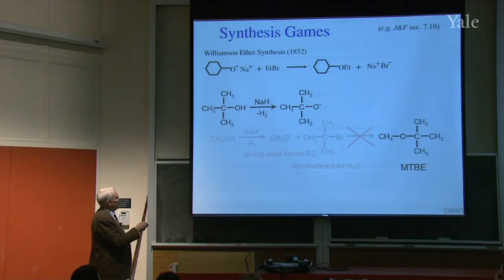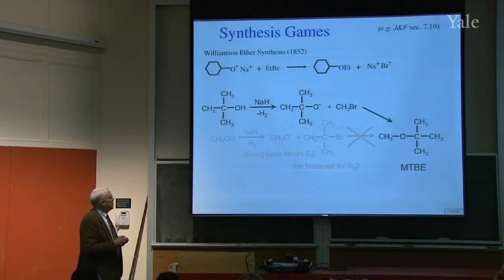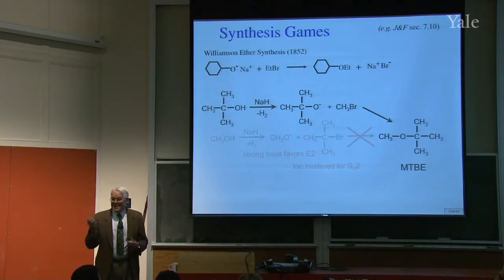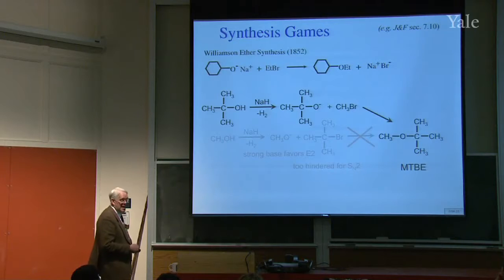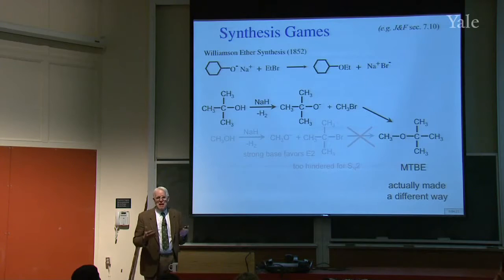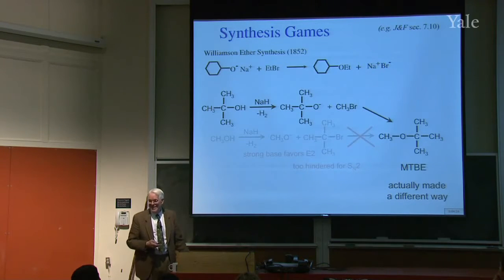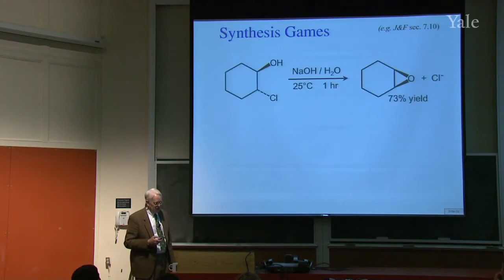But if we do it the other way around and make this anion, which again would prefer to eliminate rather than substitute, but you attack methyl bromide, which can't eliminate because it doesn't have a hydrogen on the other carbon, because it doesn't have another carbon, right? So now you get the MTBE in high yield. Although nobody makes it that way. The stuff that's made for petroleum is made a different way, and we'll talk about that a little later on. But anyhow, this illustrates that often there are different ways of putting the reagents together, and one will work and one won't work, for reasons that you can understand mechanistically.